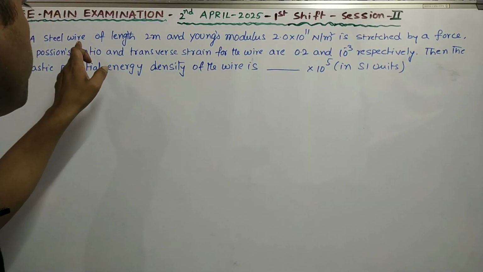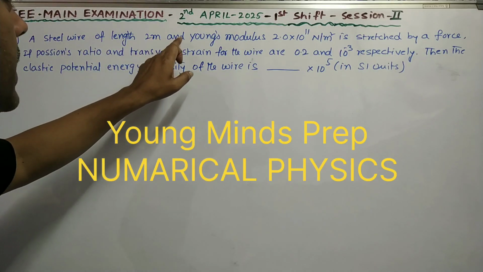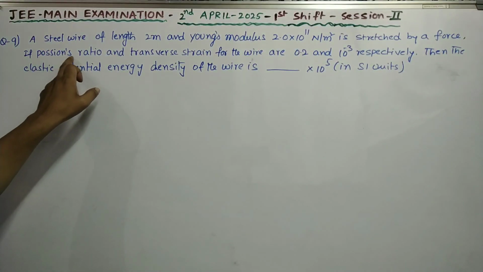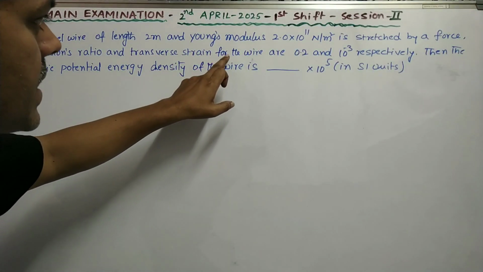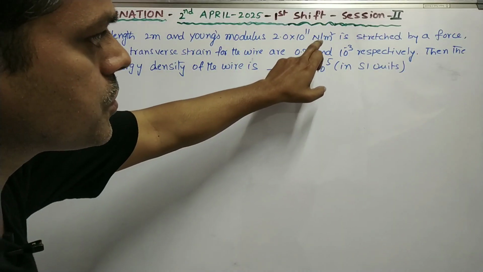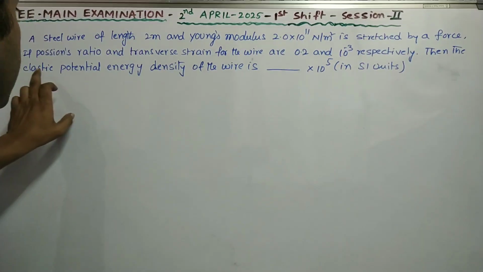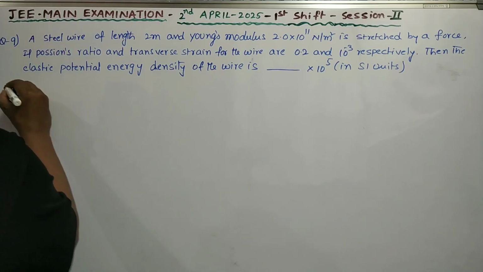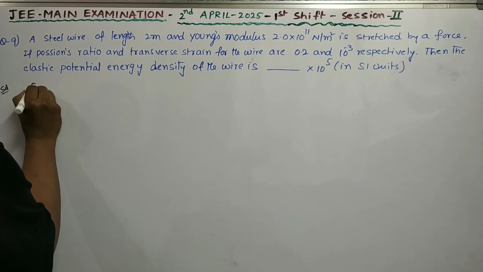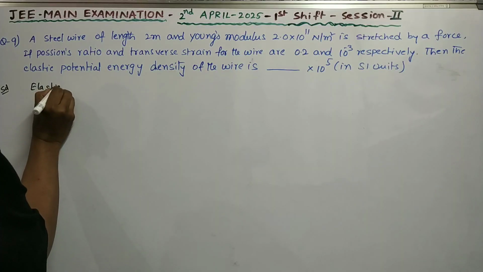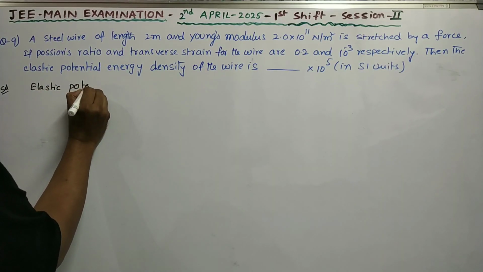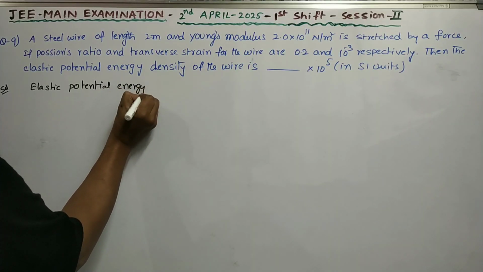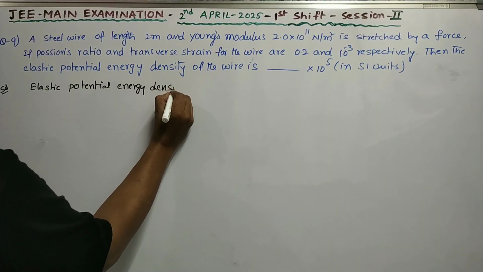Okay, the ninth question. A steel wire of length 2 meter and Young's modulus something is stretched by a force. If Poisson's ratio and a transverse strain for the wire are 0.2 and 10 power minus 3 respectively, then the elastic potential energy density of the wire is. Okay, what is asked? Elastic potential energy density.